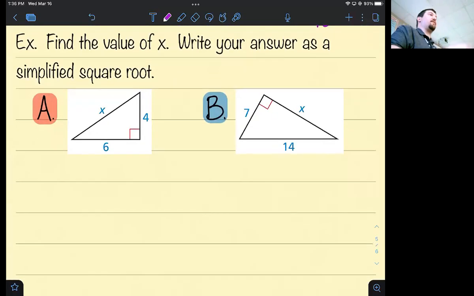How are these problems any different from the ones you had yesterday? They're not, except the way that you write your answer. Instead of rounding to the nearest tenth, like you did on the worksheet yesterday, and like we did in the notes, I want you to write your answer as a simplified square root, or what is also referred to as radical form, reduced radical form. Simplified square root, reduced radical. I like the alliteration.